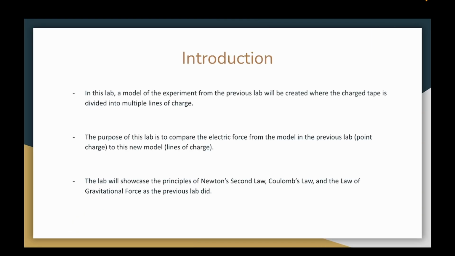So, an introduction before we get started. In this lab, a model of the experiment from the previous Lab 1 will be created where the charge tape is divided into multiple lines of charge. The purpose of this lab is to compare the electric force from the model in the previous lab, the point charge model, to this new model, the lines of charge model. The lab is going to showcase the principles of Newton's second law, Coulomb's law, and the law of gravitational force, as the previous lab did.